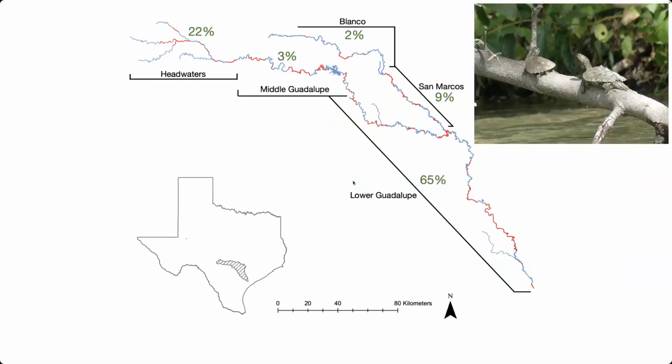And if you look at how the population is essentially spread across the river, you could see clusters of high abundance and low abundance. For example, 22% of the population is restricted to the headwaters, whereas you have 65% in the, I should say, in the lower Guadalupe. And you have very low abundance, for example, in the Blanco River, where 2% of the global population is found, and also in the middle Guadalupe, where we only have about 3% of the global population.